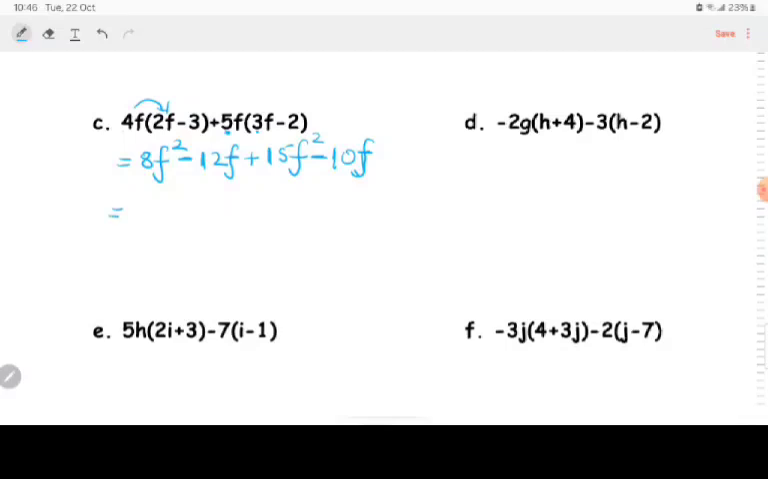Let's bring all the like terms together. 8F square plus 15F square. Remember, children, the degree of both, on top, is 2. So they are like terms and they come together. Followed by minus 12F. Remember, the number always carries the sign. Minus 10F.